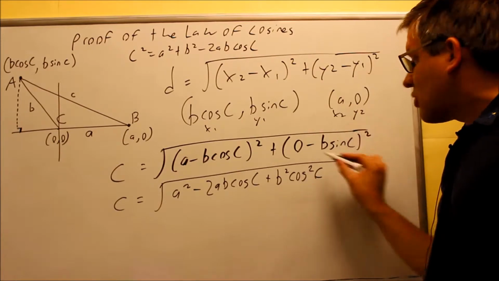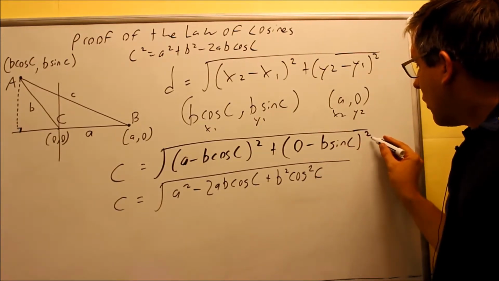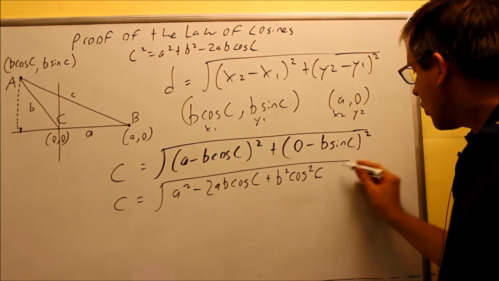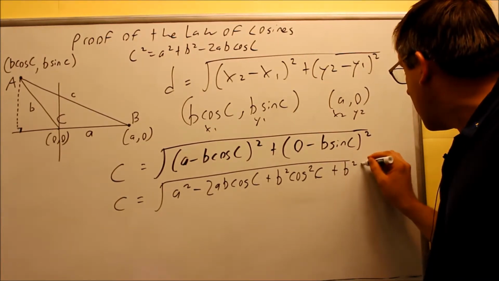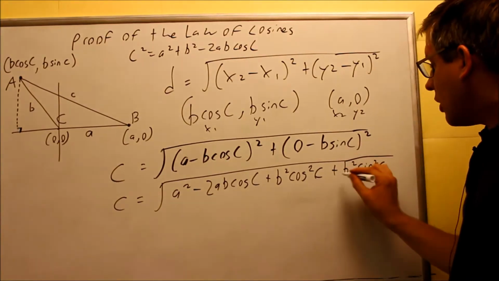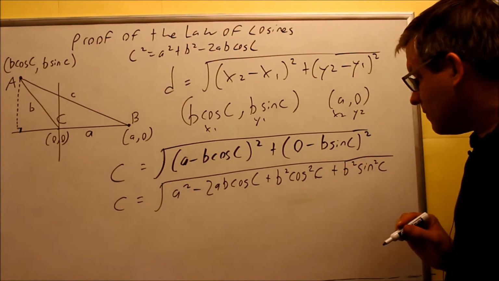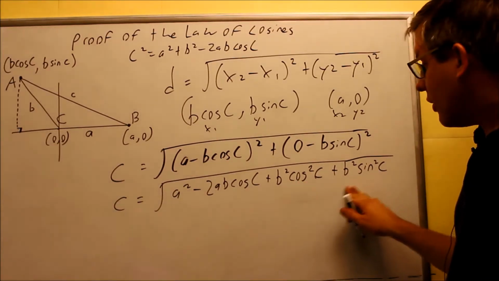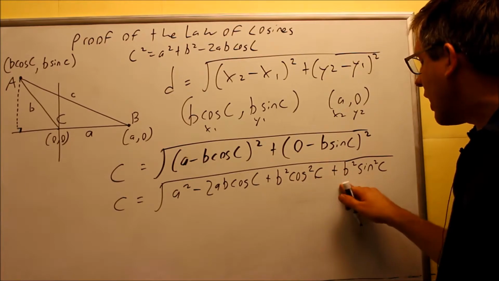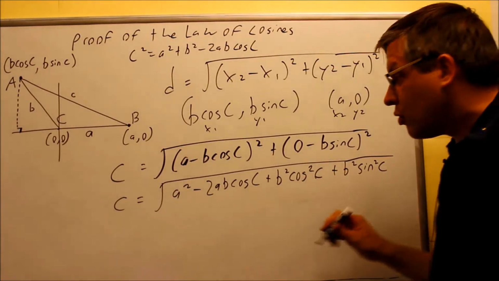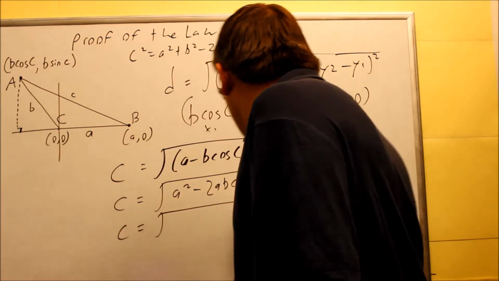Now what do I get if I expand this? Well, when I expand that one, 0 minus that is just negative b sine c, but when I square it, I get plus b squared sine squared c. The negative gets squared and it turns into a positive. What I want to do next is look at these two terms at the end. These two terms, this is something that I can actually factor. I have a common factor of b squared that I want to pull out of this. So I'm going to do that right now.